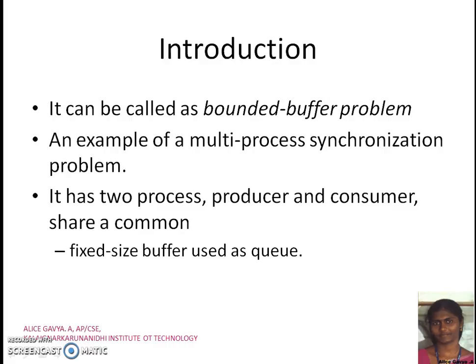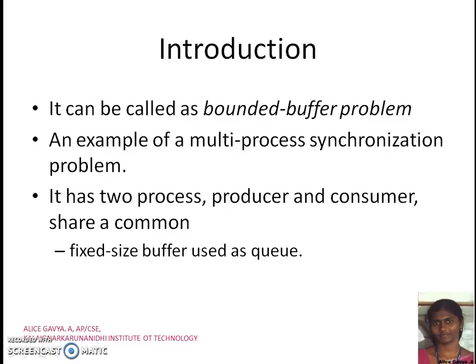In the producer consumer problem we have two processes. The first one is the producer and the second one is the consumer. Both the producer and the consumer share a common fixed size buffer. This buffer acts as a queue. So what is a queue? A queue is a data structure in which the element which is inserted first will be removed first.